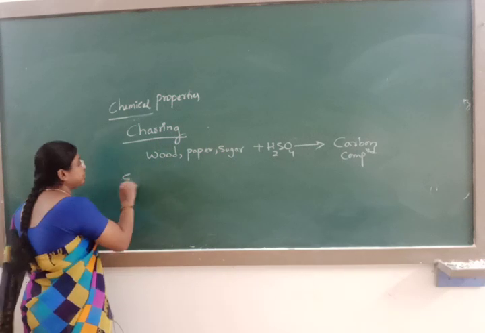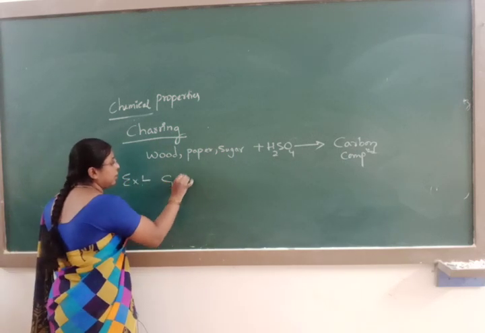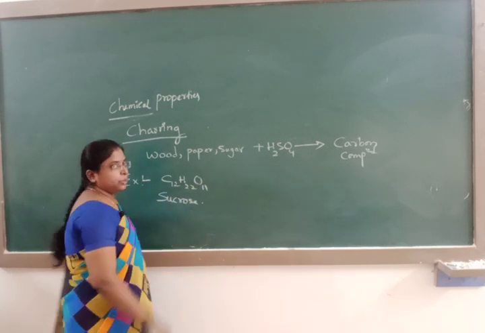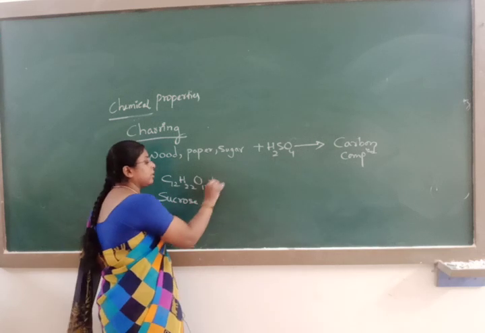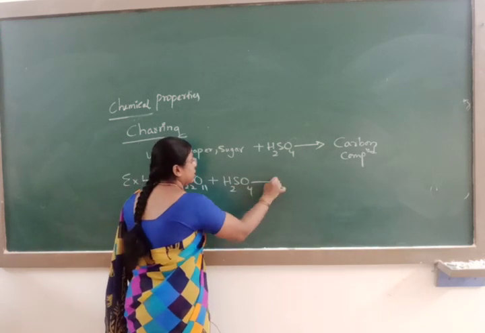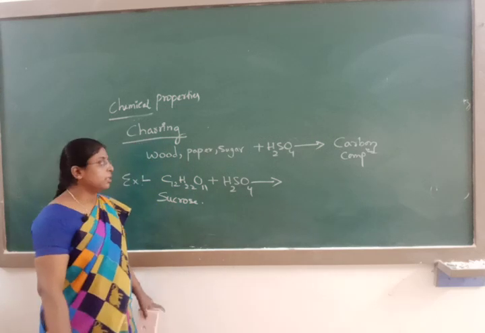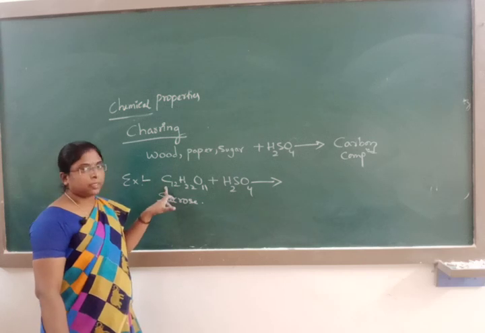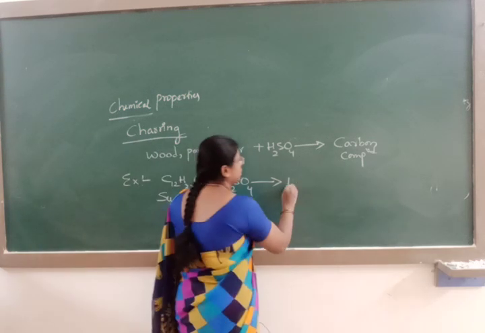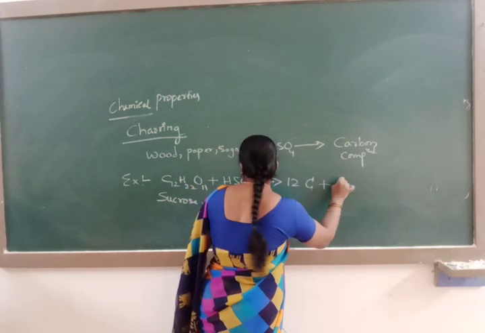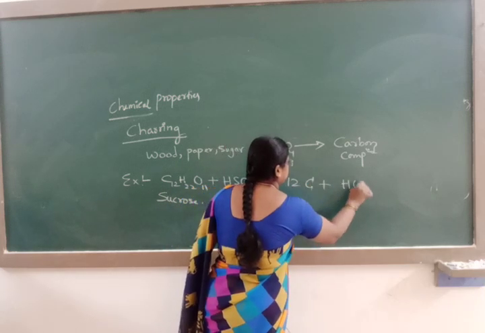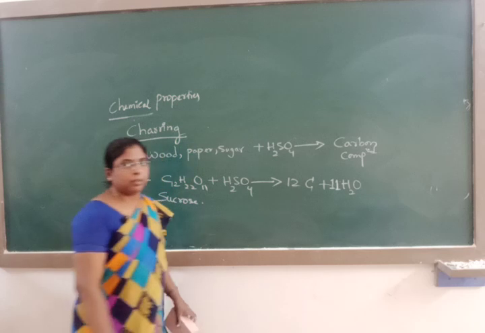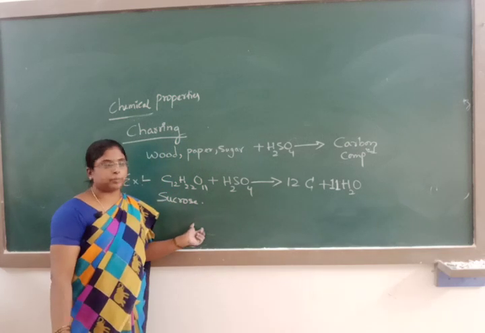Example, if I take sucrose, C12H22O11, it is known as sucrose. Sucrose when it reacts with concentrated sulfuric acid, it is converted into carbon. You get carbon and water molecules. This process is known as charring.